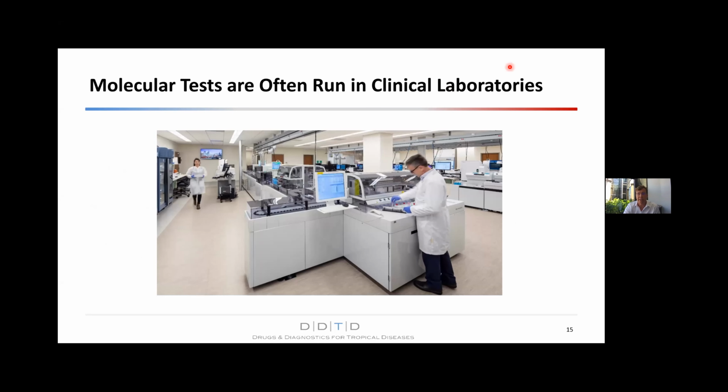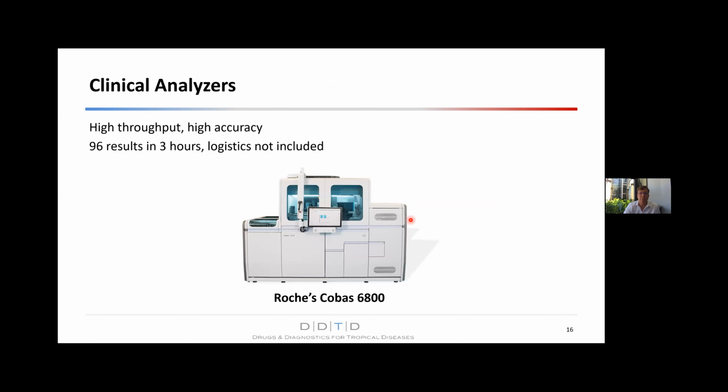So molecular tests are often run in clinical labs like this one, using very sophisticated and expensive instrumentation. Molecular tests can be run on this type of clinical analyzers. Here is an example. It's the Roche Cobas 6800. And these instruments have a high throughput, they're very accurate, and they can churn out about 100 results in 3 hours, but that does not include the logistics of sending the samples to the lab and then of sending the results back to the physician and the patient.